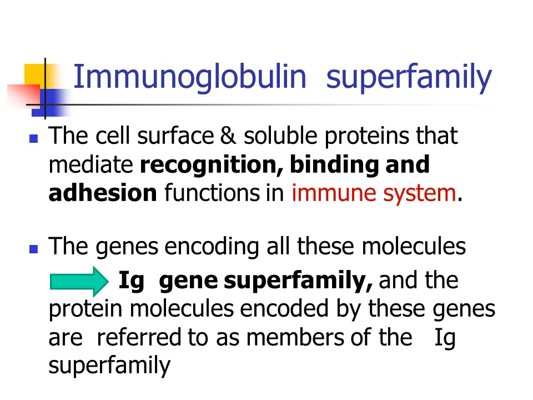Immunoglobulin superfamily. The immunoglobulin superfamily is a group of surface and soluble proteins that mediate recognition, binding, and adhesion functions in the immune system, derived from a common precursor gene. هنا الفانكشن بتاعته mainly recognition, binding and adhesion. The gene encoding all these molecules is called the immunoglobulin superfamily genes.